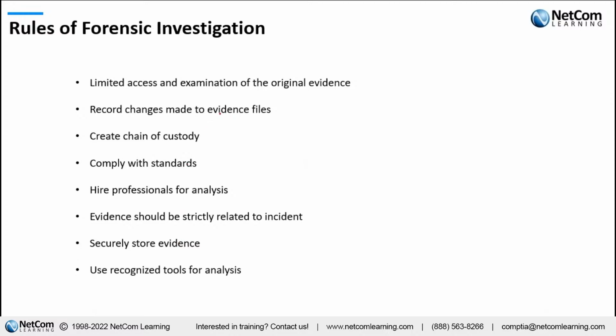Now, what are the rules of forensic investigation? So limit access and examination of original evidence. You're not going to work on the original evidence, so what do you do? You make two copies. Record changes made to evidence files with a chain of custody. That's who is going to deal with that evidence, why they are dealing, how they are dealing, when they are dealing. You have to maintain a kind of document. You need to comply with standards.